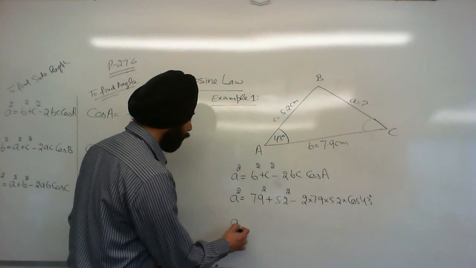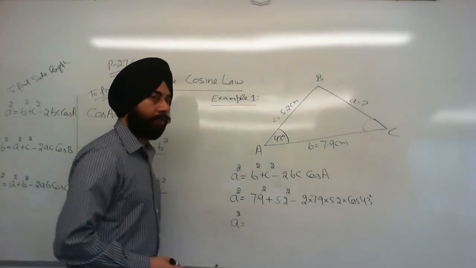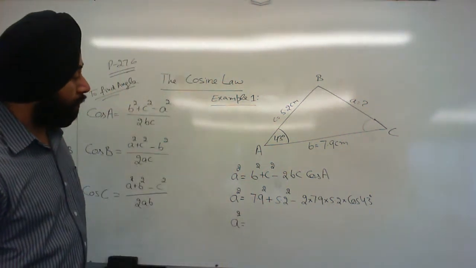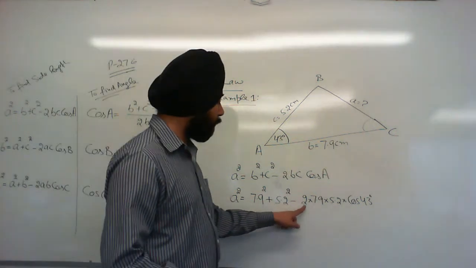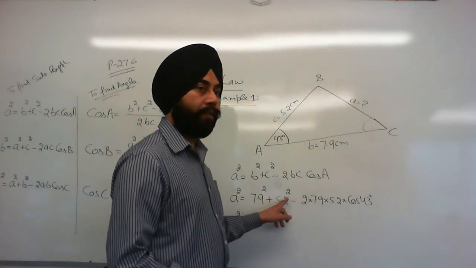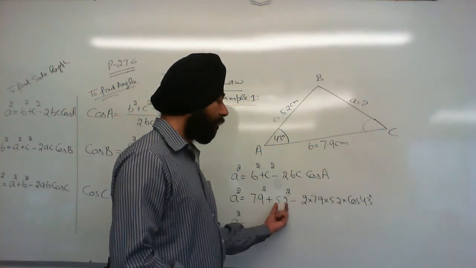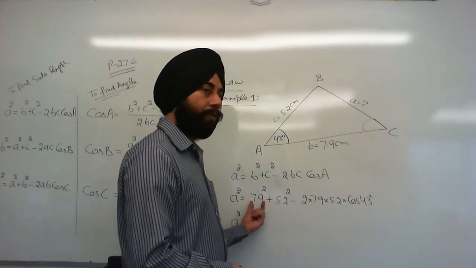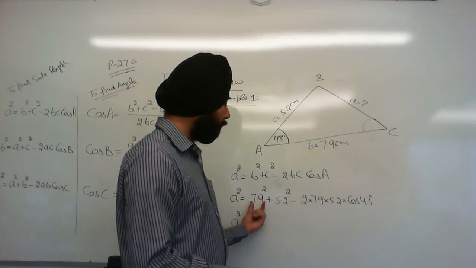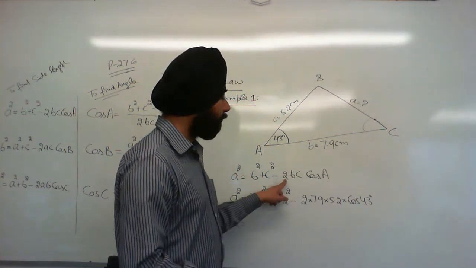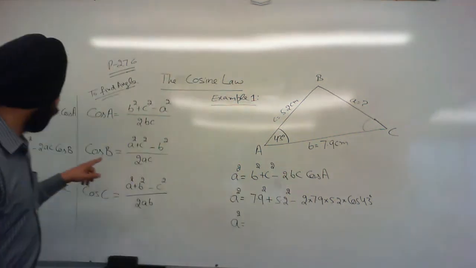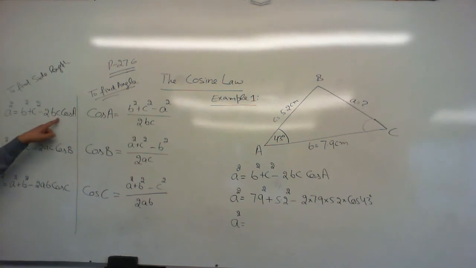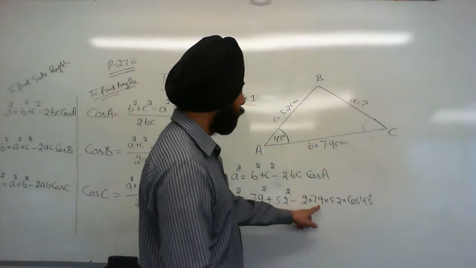So you will need to use your calculator to solve this. This one is times, this is square. They are different. Square means you multiply 5.2 with 5.2. This means you multiply. Why do you have the 2 times before 7.9? Because it's in the formula. See, the formula is 2BC. It's 2 times B times C.